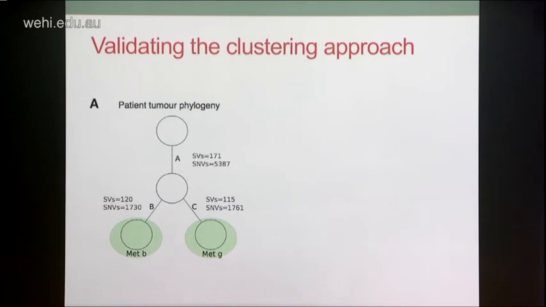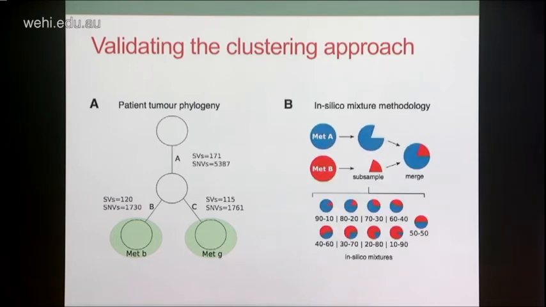So from a previous study, we had a patient that had 2 metastases that diverged from a common primary clone. So they had shared mutations, but they also had unique mutations, so private mutations. They had similar coverage and purity, and what we were able to do is take these 2 different METs, subsample them in different proportions, and then merge them together. Doing that in different proportions, such as 90-10, 80-20, we should be able to get out these respective proportions, and also 100% for the shared mutations that are present at this branch A.